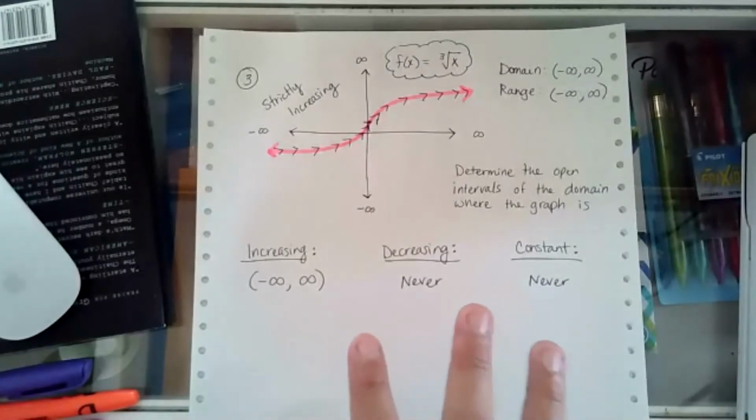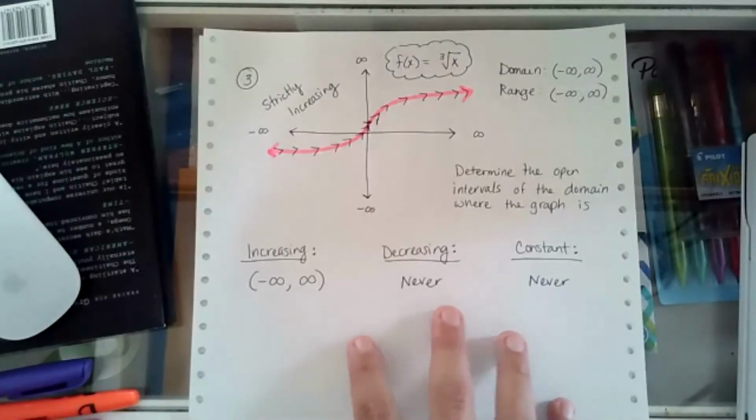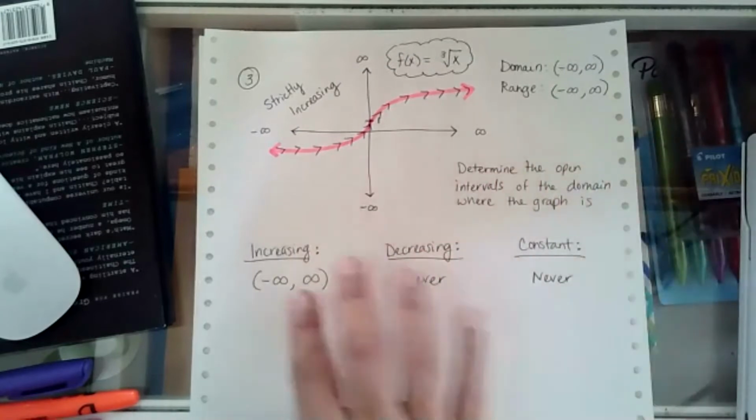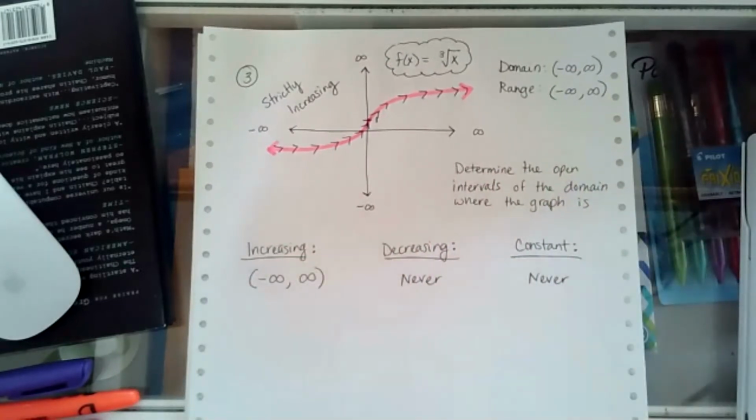Does anybody have any additional questions or concerns about analyzing a graph for these kinds of behaviors? Okay. Moving on.